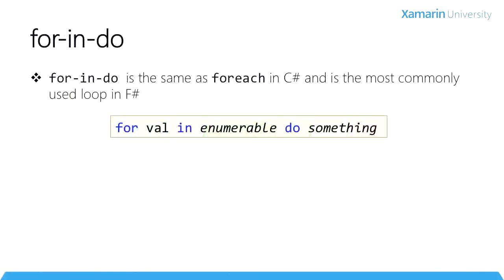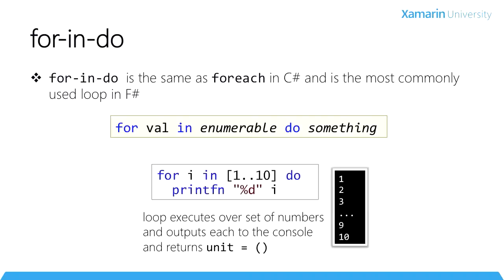The first loop is the for in do loop, which is essentially a foreach style loop. And this is probably the most common loop construct that you'll use. It performs a forward only, read only traversal of any enumerable set of values, processing each item with the expression body of the statement. You can see the basic syntax on the slide. In the code, we loop across the values 1 to 10 inclusively and print each value out to the console. Our output will be 1 to 10 and the overall expression will return unit.